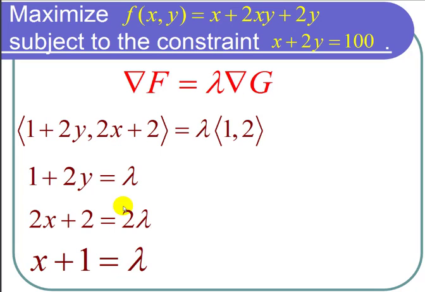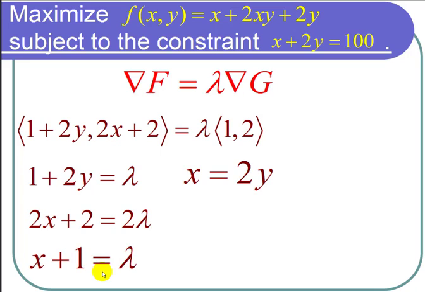What I'm going to do is say, well, if lambda is 1 plus 2y, and lambda equals x plus 1, then 1 plus 2y is equal to x plus 1. And then I can cancel the 1's. And what I get is that x is equal to 2y. So now let's put 2y in for x in the constraint equation.